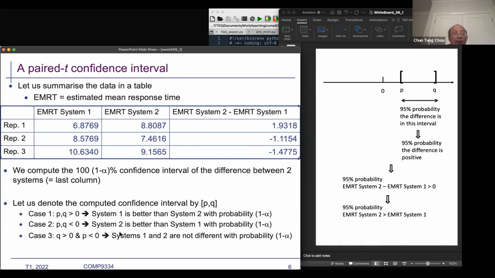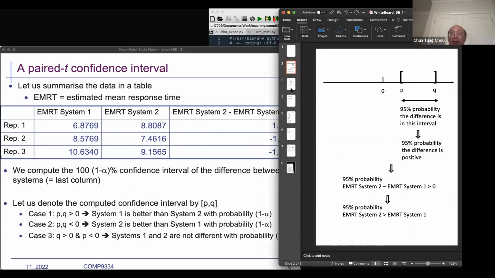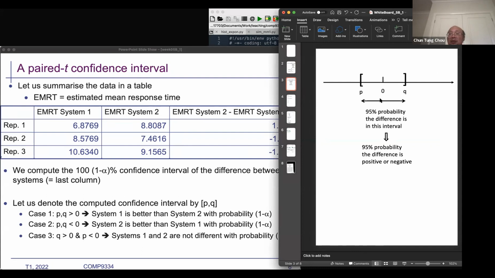Now, what happens if the lower limit is negative and the upper limit is positive? Then we can look at this particular situation. In this case, the confidence interval will look like this. The lower limit P is negative, the upper limit Q is positive, and so the confidence interval is here. We make the same argument. We say there is a 95% probability that the difference is in this interval. And so there is a 95% probability that the difference is positive or negative.